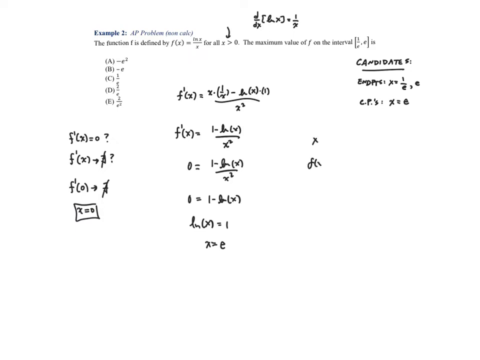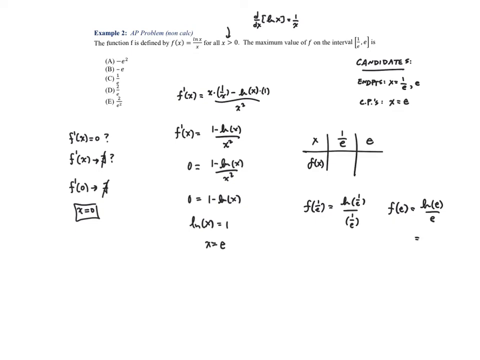Therefore, as I check for my maximum value on the interval 1 over e to e, I just have to check two values: x equals 1 over e and x equals e. Now, I don't have my calculator available to me, so I'm going to evaluate these. f of 1 over e would be the natural log of 1 over e over 1 over e. We'll simplify that in a moment. And f of e would equal natural log of e over e.